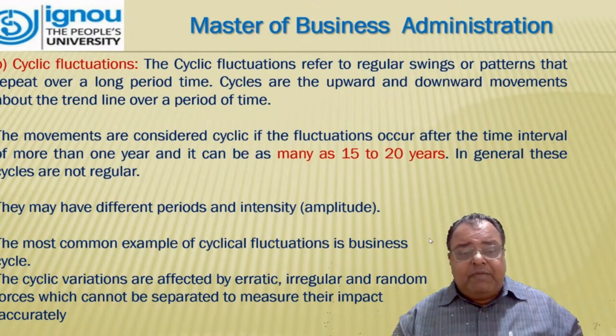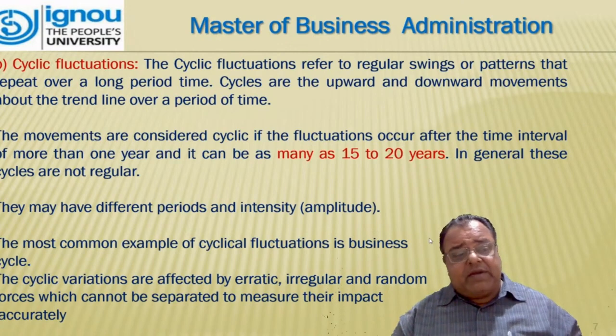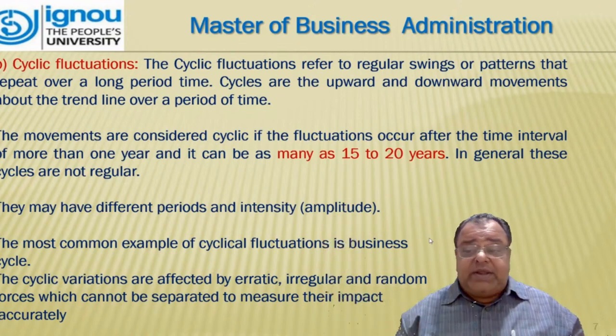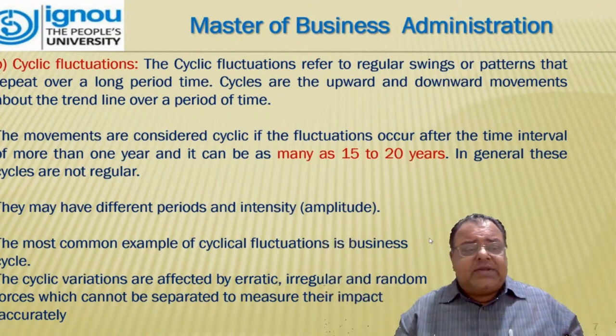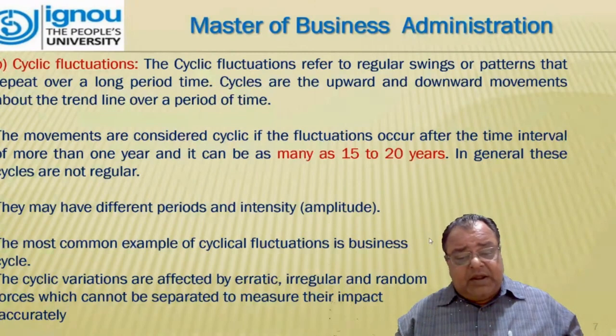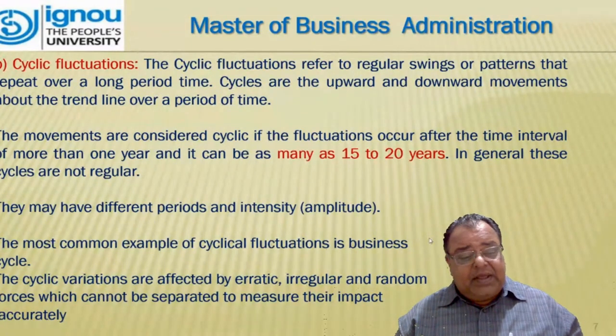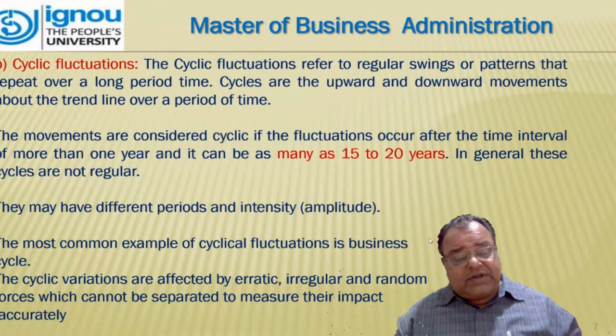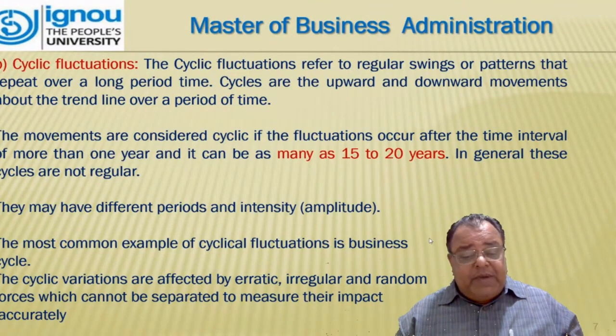The movements are considered cyclic if the fluctuation occurs after a time interval of more than 1 year, or it can be as long as 15 to 20 years. In general, these cycles are not regular. They may have different periods and intensity. The most common example of cyclic fluctuation is the business cycle. The cyclic variations are affected by erratic, irregular, and random forces which cannot be separated to measure their impact accurately.